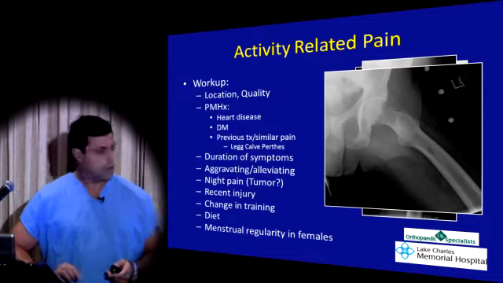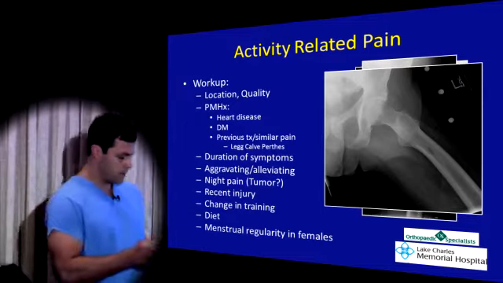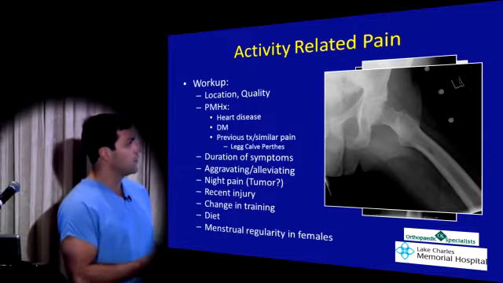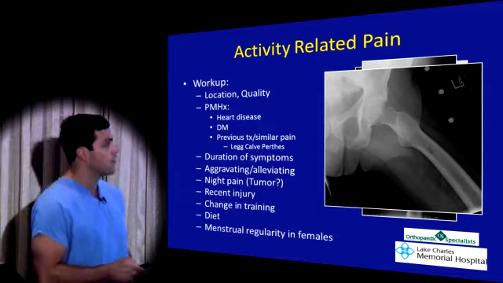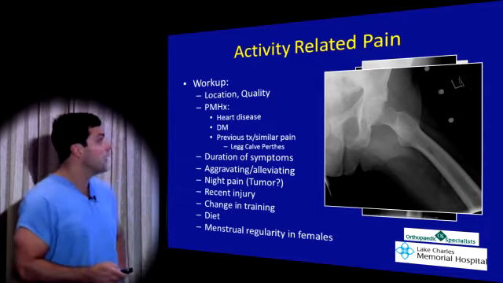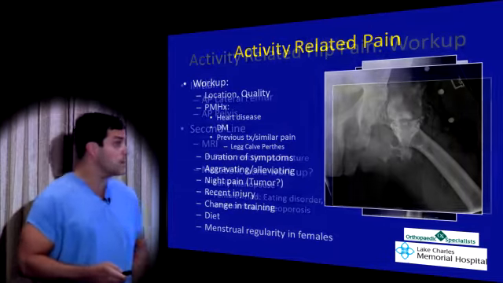Let's see. So we did that. That's just the next. So this is just looking at a hip. In this one, you really can't see anything. And a lot of times with a stress fracture, you're not going to see anything. You can, but you're not always going to.